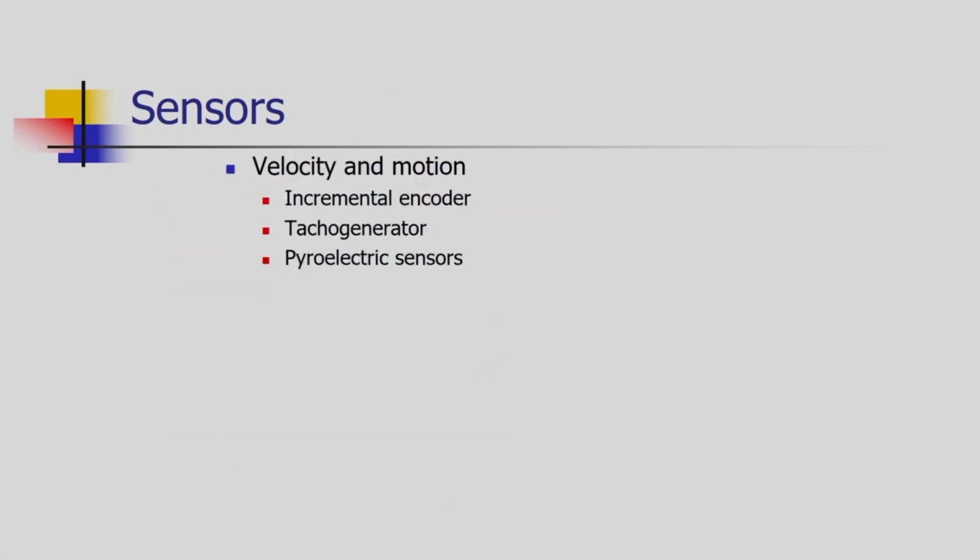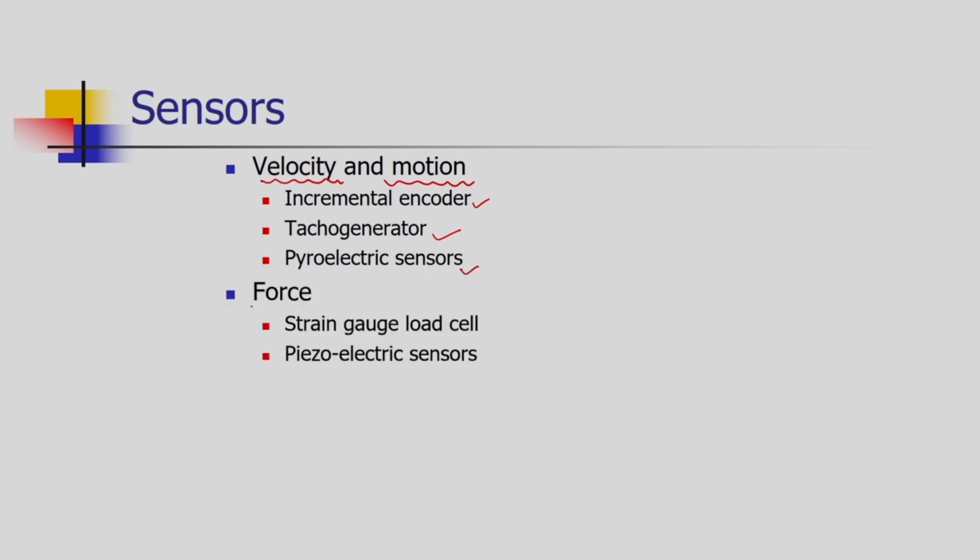In addition to the displacement, position and proximity sensors, we also need to measure variables such as velocity and motion of either the physical elements of the equipment or the objects for which we are carrying out the automated processing operations. So, for velocity and motion, incremental encoders, tachogenerators and pyroelectric sensors are used. We also need to measure the force. For that purpose, strain gauge based load cells and piezoelectric based sensors are used.